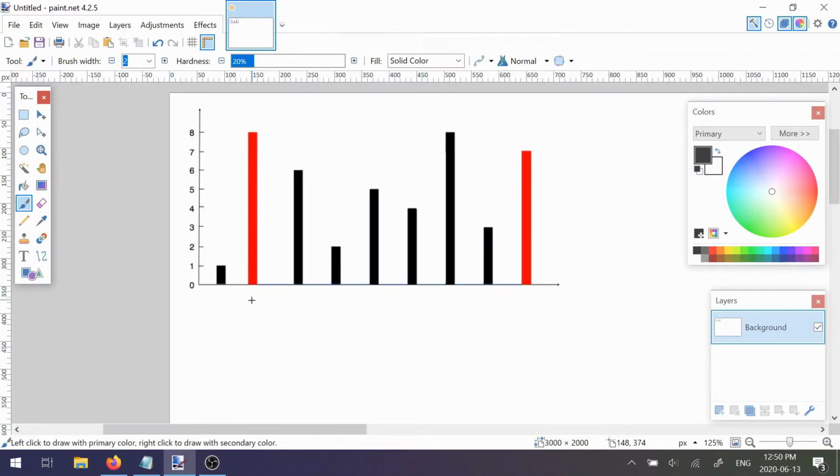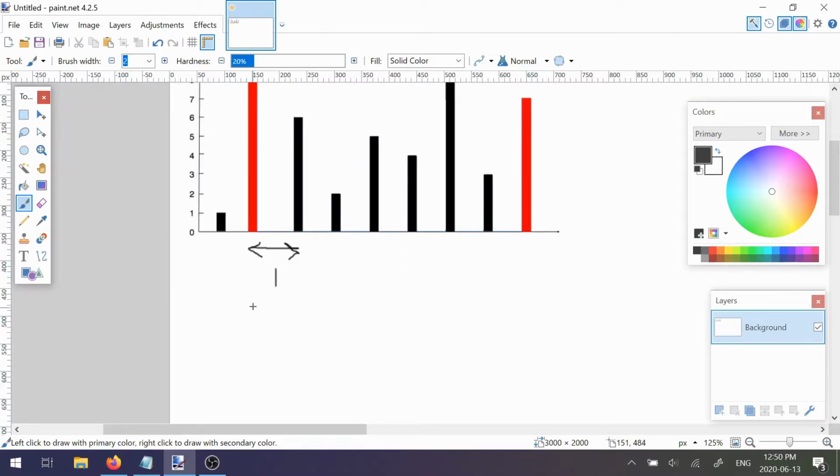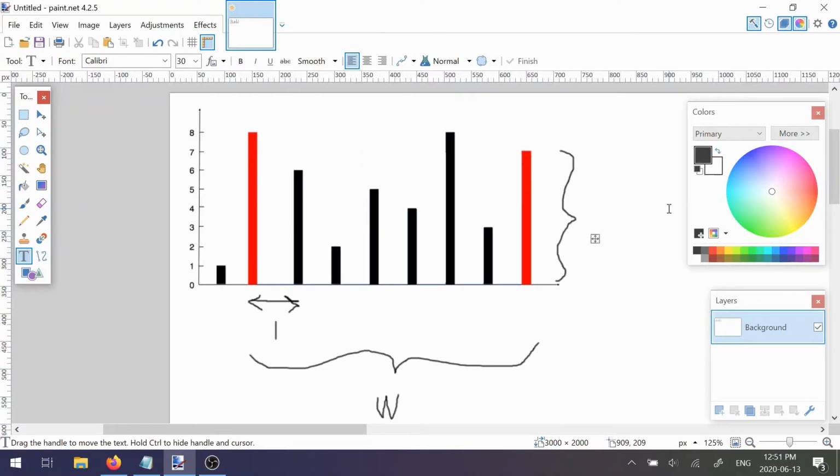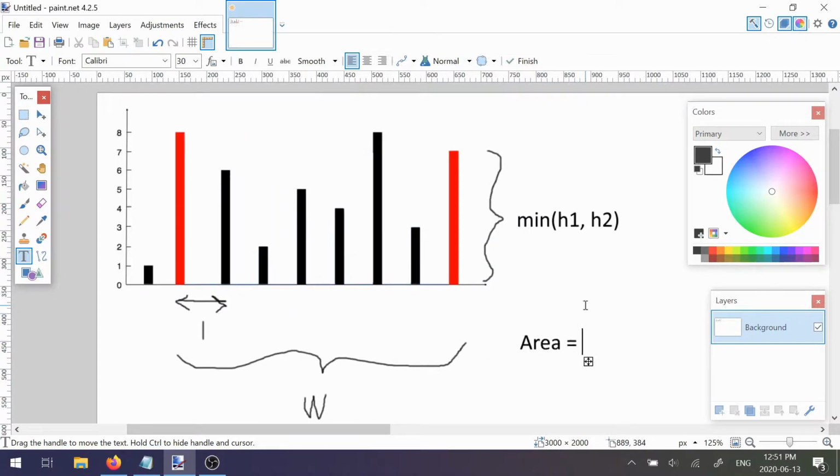So starting off, we can assume that the difference between each of these lines is 1. That makes calculating the area a lot easier. The area would then just be the height of the shorter line and the difference. So for example, if this is equal to the width, we will take the shorter height, which here would be the minimum between height 1 and height 2. And then our area would just be the width times the minimum between height 1 and height 2.